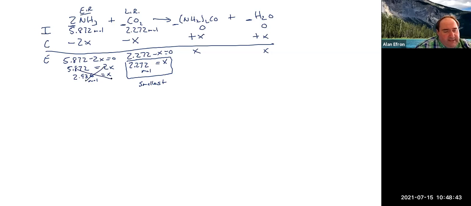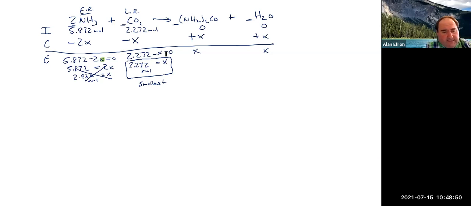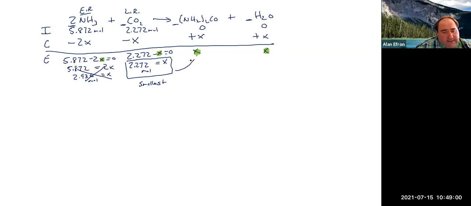We don't really need this calculation. And as we've talked about a number of times up to this point, that x is this x, this x, this x, and that x. And again, that's going to allow us to get to what we're interested in, which in this case is this guy right here. And we see that the moles of our product, urea, is equal to x, which means that is 2.272 moles of our product.